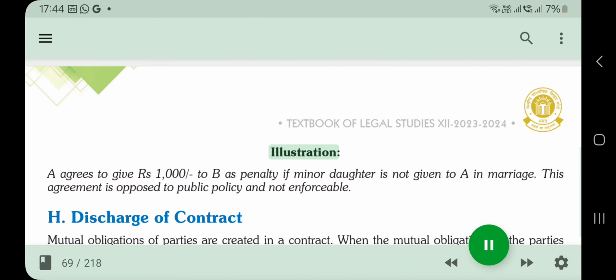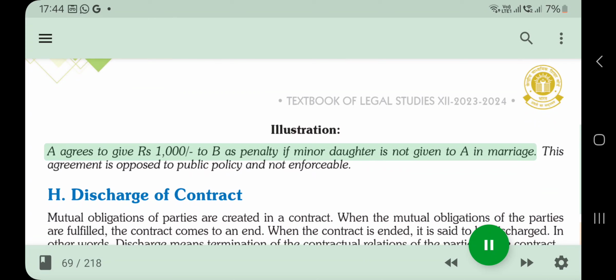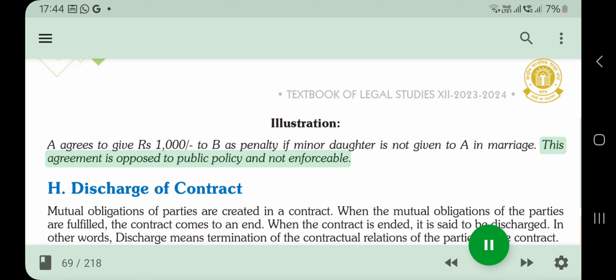Illustration. A agrees to give 1000 rupees to B as penalty if minor daughter is not given to A in marriage. This agreement is opposed to public policy and not enforceable.